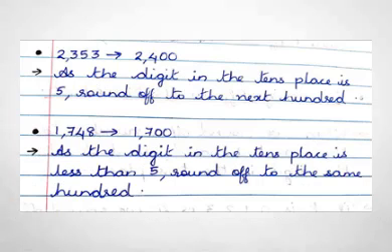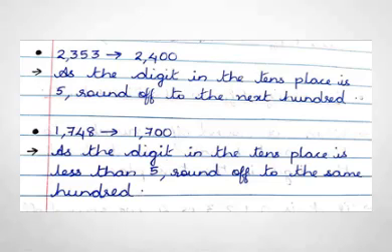Second question is 2353. As the digit in the tens place is 5, round off to the next 100. In the case of 2353, the digit in the tens place is 5. So, 2353 is round off to 2400.